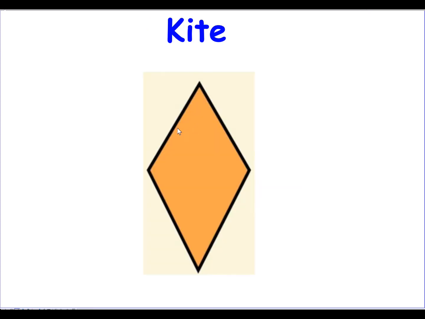A kite has adjacent sides the same length. So the two sides at the bottom are the same, the two sides on the top of this kite are the same. The only two angles that are the same are these two, whereas this and this can be different, but all of the angles add up to 360 degrees.